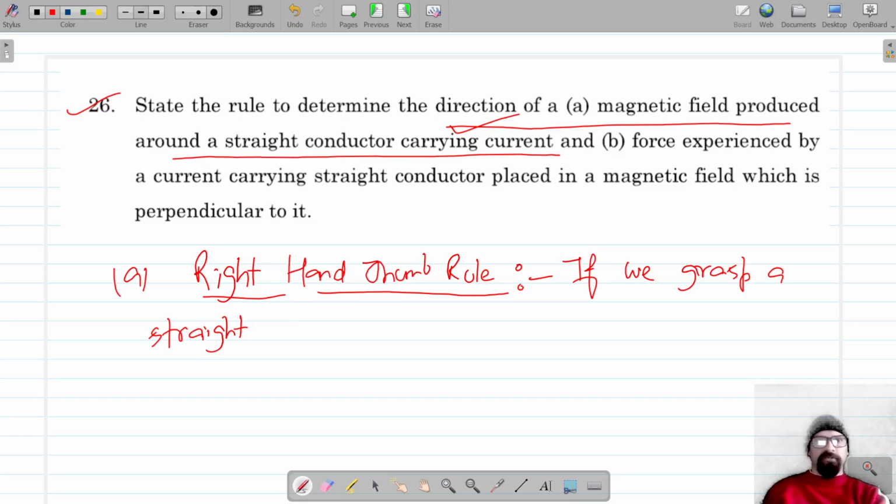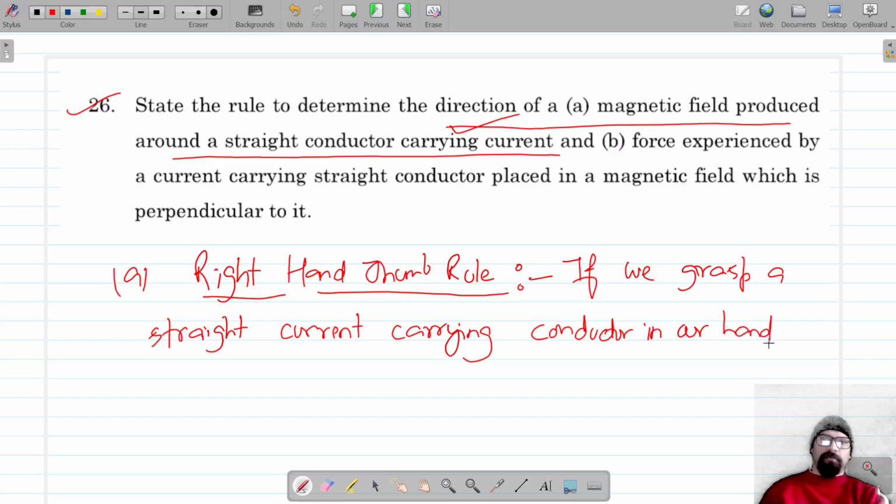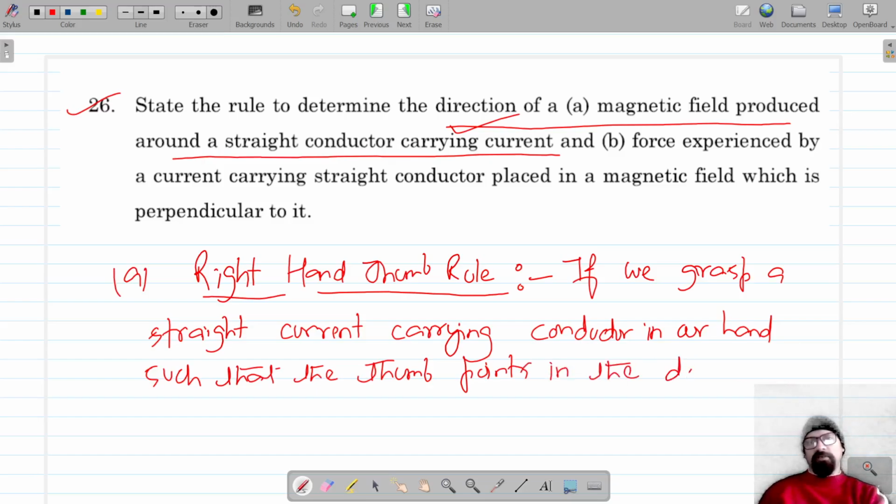If you imagine that we grasp a straight current carrying conductor in our right hand, such that the thumb points in the direction of the current, then the direction in which the fingers curl gives the direction of the magnetic field.